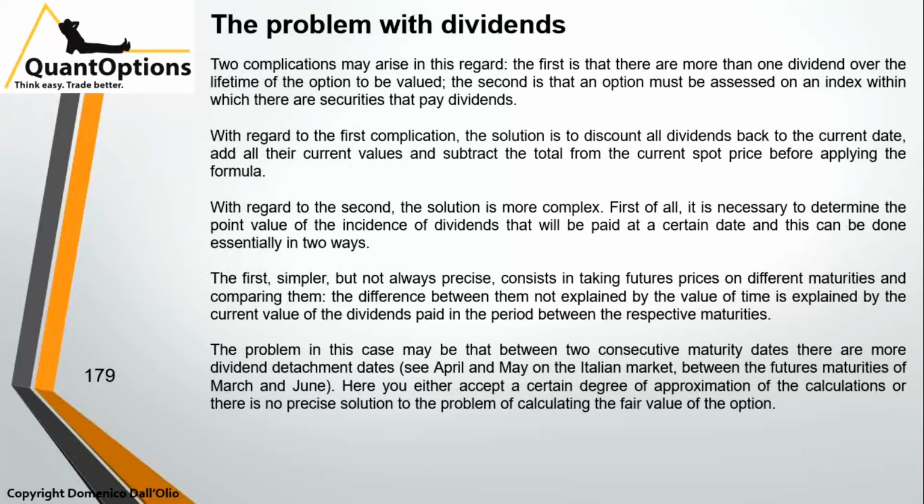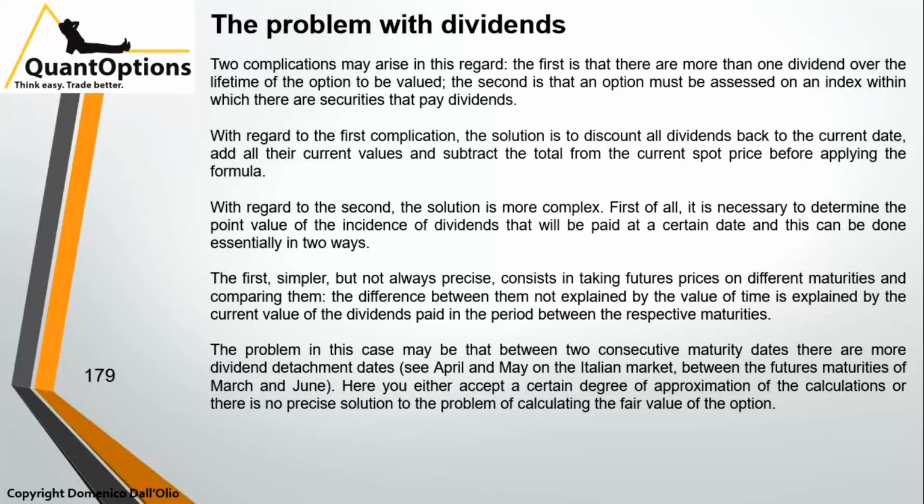Two complications may arise in this regard. The first is that there is more than one dividend over the lifetime of the option to be valued. The second is that an option must be assessed on an index within which there are securities that pay dividends. With regard to the first complication, the solution is to discount all dividends back to the current date and subtract the total of their current values from the current spot price before applying the formula.